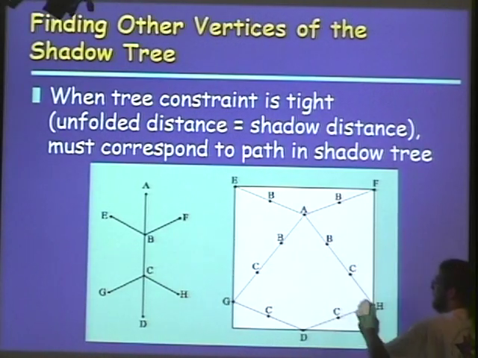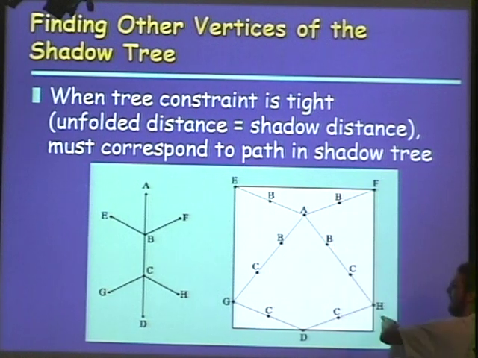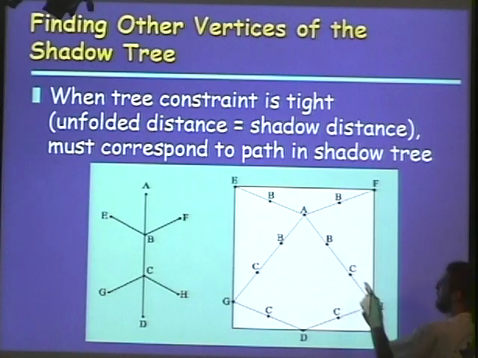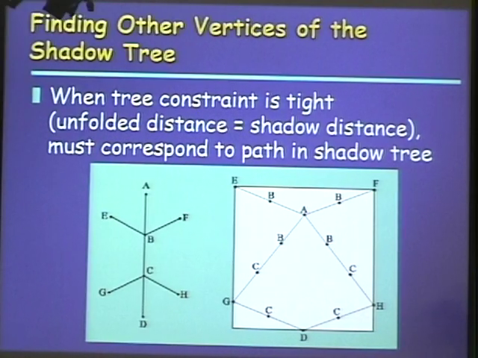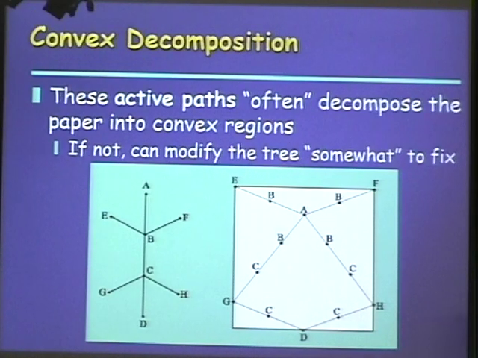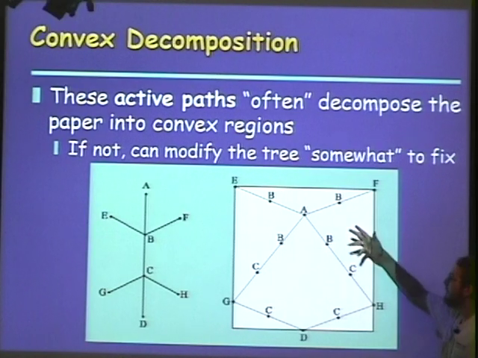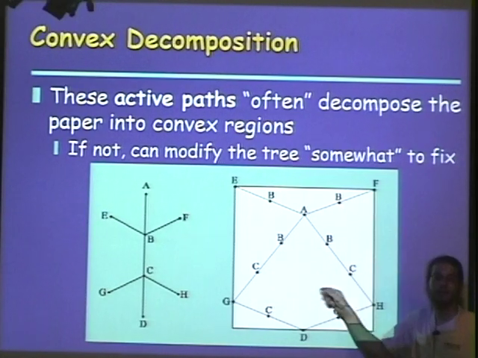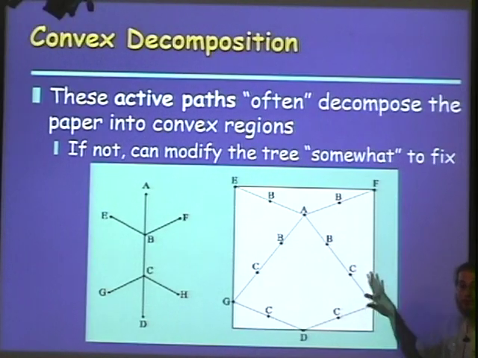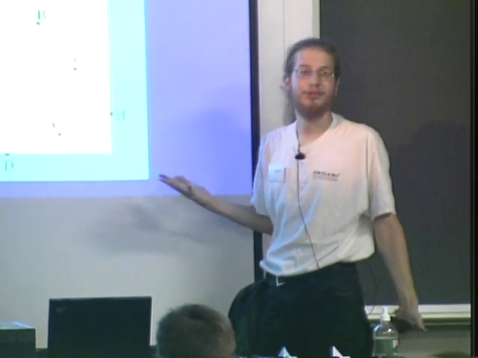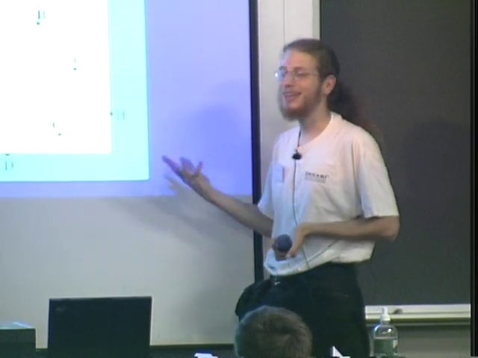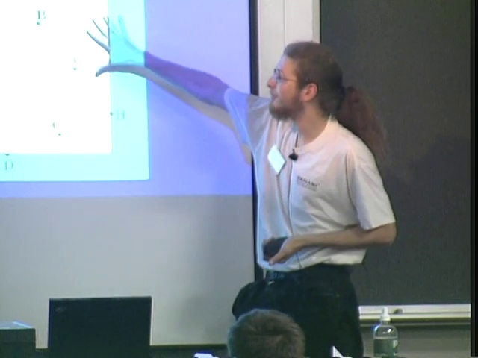And you can keep doing that. And whenever you have these sort of taut paths where the inequality is met with equality, these are called active paths, you can place the dots corresponding to the internal vertices of the tree. And most of the time, these active paths decompose a convex piece of paper into convex pieces. And the issue we got to before is that if that doesn't happen, you have to tweak the tree a little bit to make these regions convex.